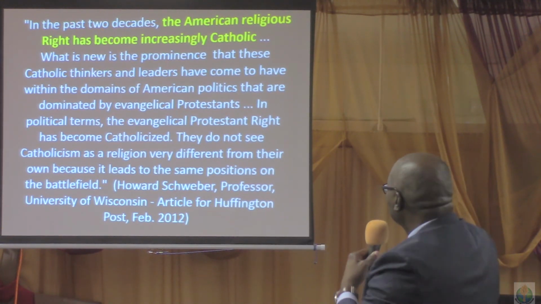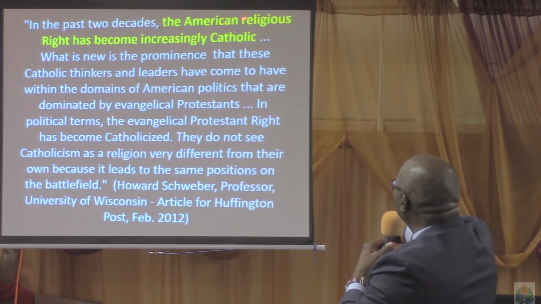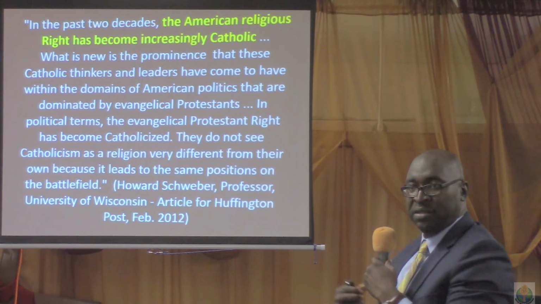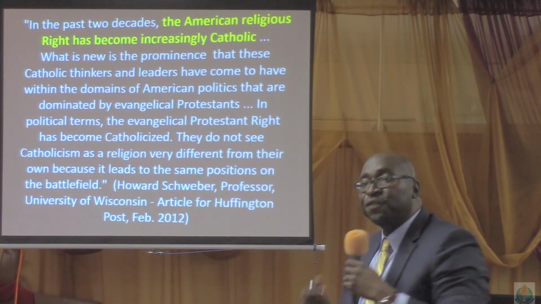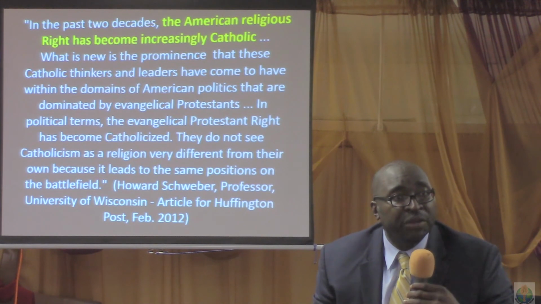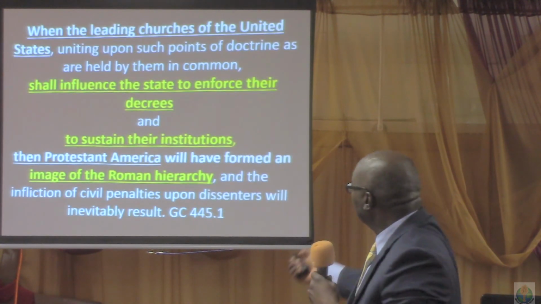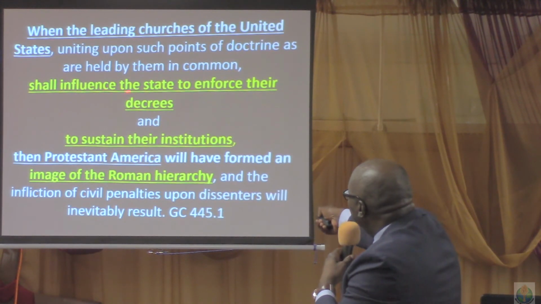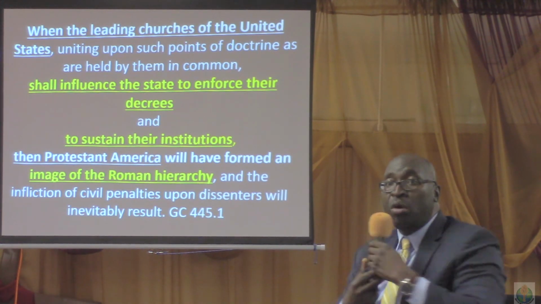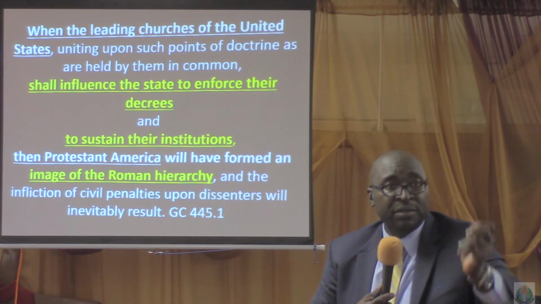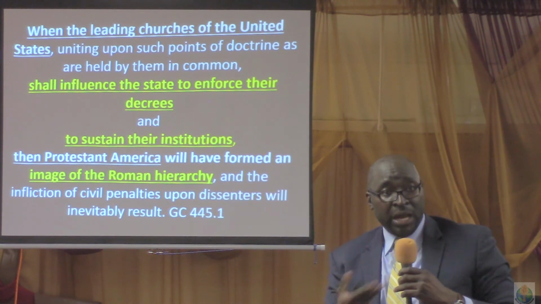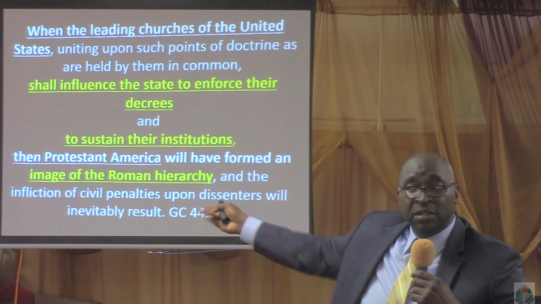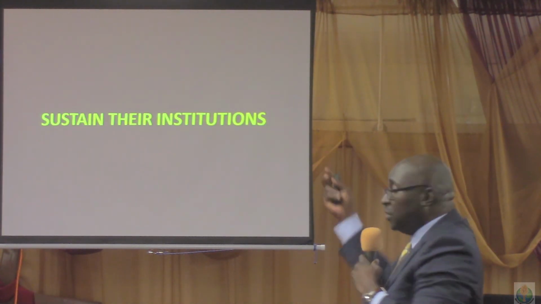Another one. In the past 2 decades, the American religious right has become increasingly Catholic. So there's a Catholic influence going on. So is the first requirement fulfilled already? Yes. The first requirement is to influence the state to enforce their decrees, through all this religious lobbying. What's the second requirement? Alright, I'm just following what the Spirit of Prophecy says. Let's look at that. So we'll discuss sustaining institutions.